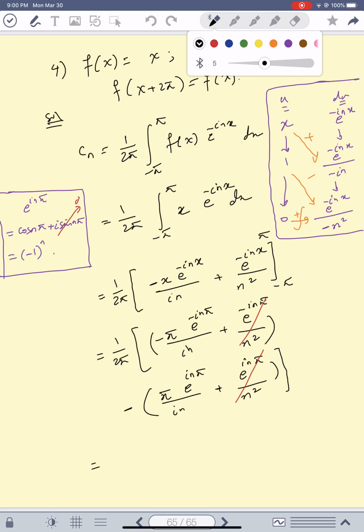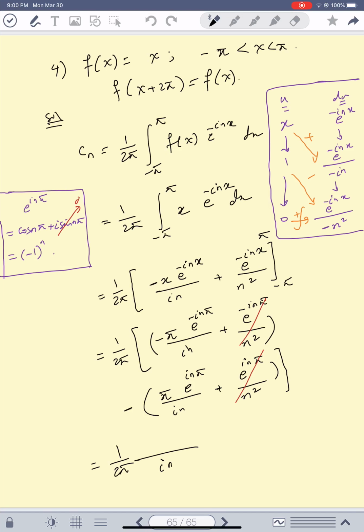So what is left? Here you have negative pi and negative pi. So you have 1 over 2 pi times, you have I n as a common factor. E to the I n pi is negative 1 to the n, and you have negative 2 pi from negative pi minus pi. So in the end, the 2 is cancelled, the pi is cancelled. So the final thing is minus 1 to the n plus 1 over I times n. So this is our Cn.